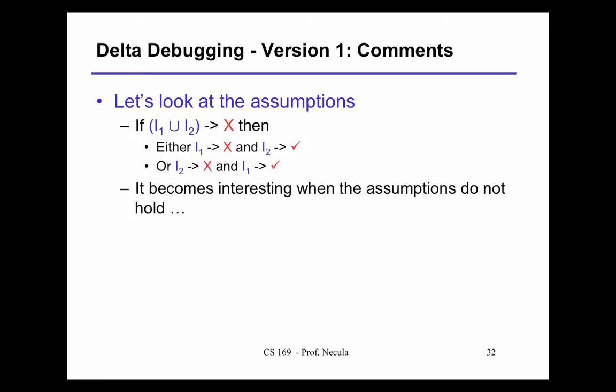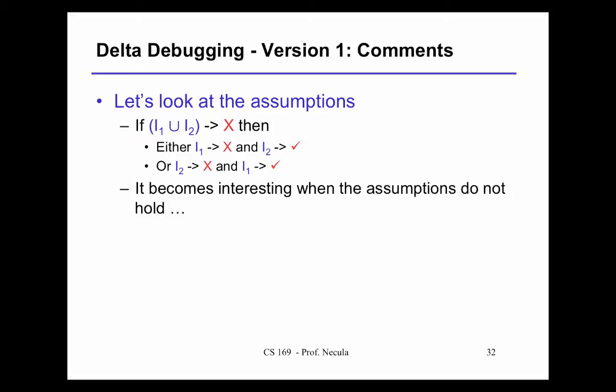So let's review our assumptions. Monotonicity, I tell you from now on, we're still going to keep. I'm going to relax the assumption that the bug is reproduced by a single element. So I want to allow bugs that are reproduced minimally by a subset of elements, not necessarily a singleton.